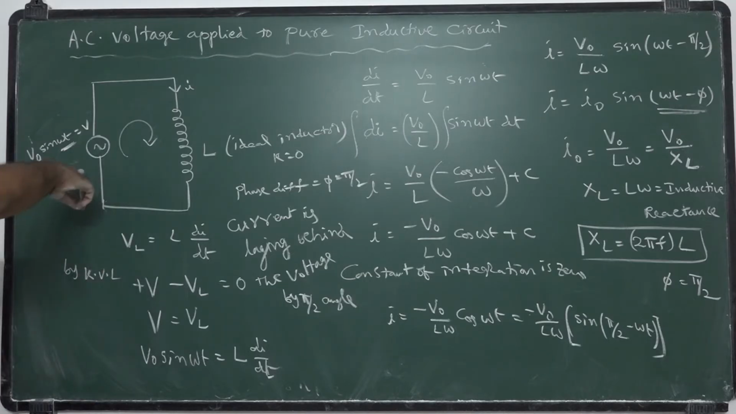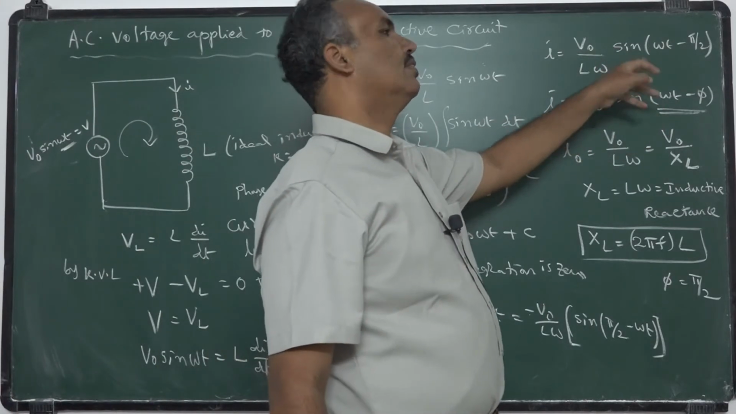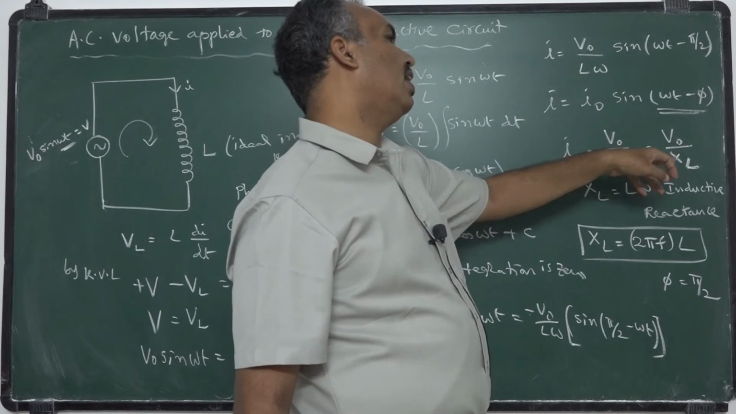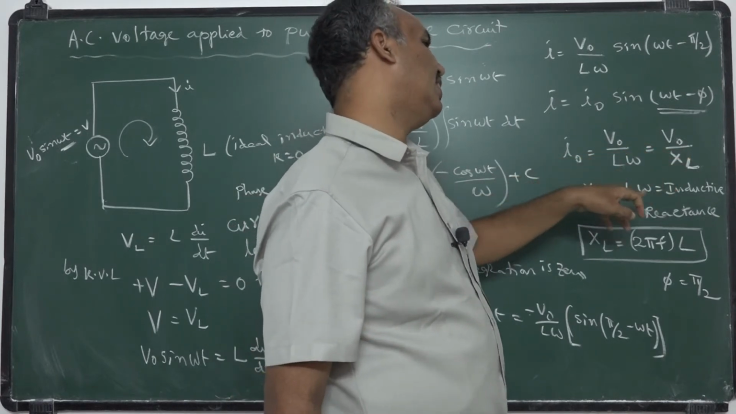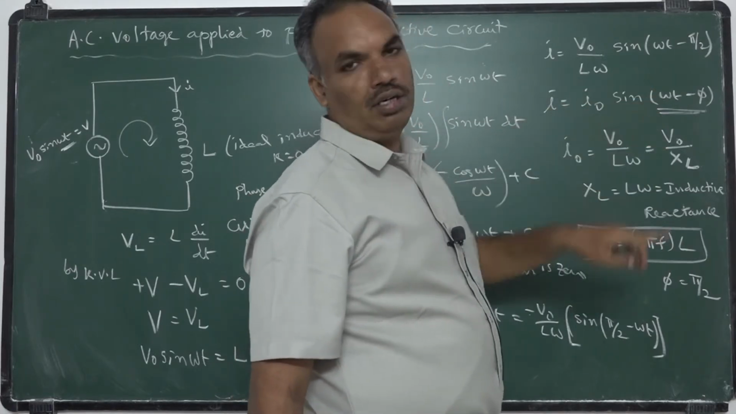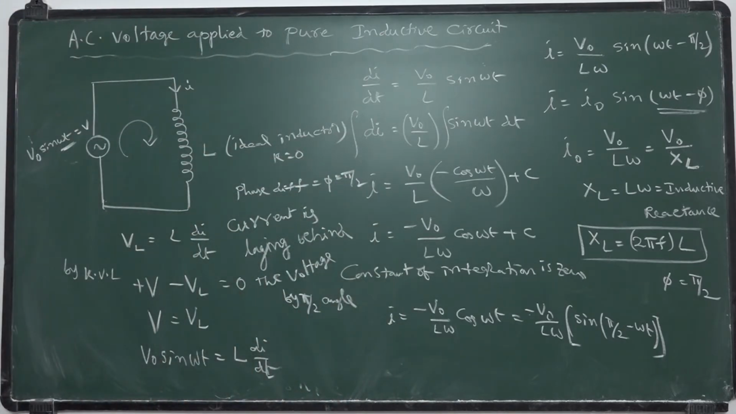Whenever I apply alternating voltage to a pure inductor circuit, the inductor circuit gives the current value like this. So here the peak value of current is given by V0 by L omega. L omega is represented as XL and is known as inductive reactance, whose formula is 2 pi FL, and voltage and current are not in the same phase. There exists a phase difference pi by 2. Therefore, current lags behind the voltage by an angle of pi by 2. I hope everybody understood this.